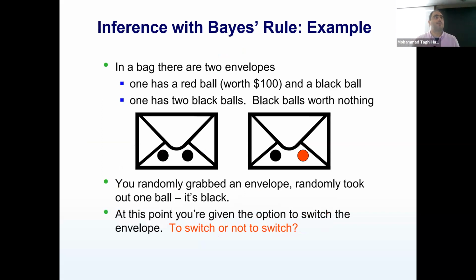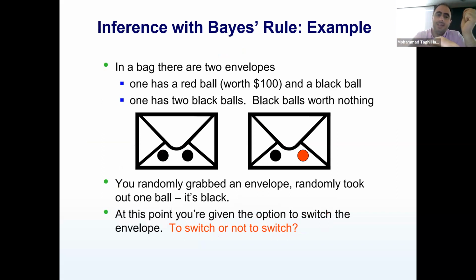This is actually a very good example that I have tested myself on once in a while to make sure that I remember, because you may easily forget this. So this is called inference with Bayes rule. And this is the example.